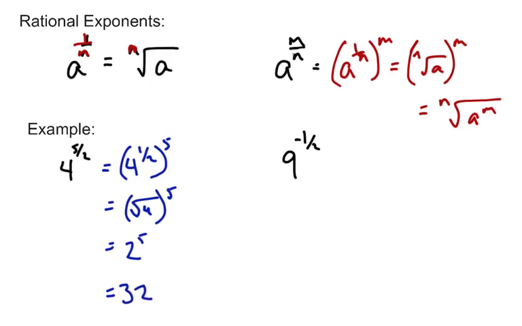If we had 9 to the negative 1/2 power, well, what does a negative do again? It takes the entire exponent and puts it in the denominator. Then the power becomes positive. So we really have 1 over the square root of 9, which is 1/3.